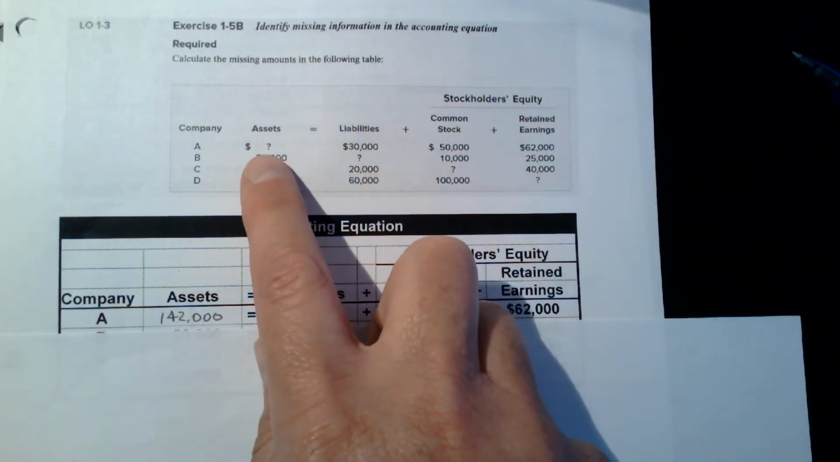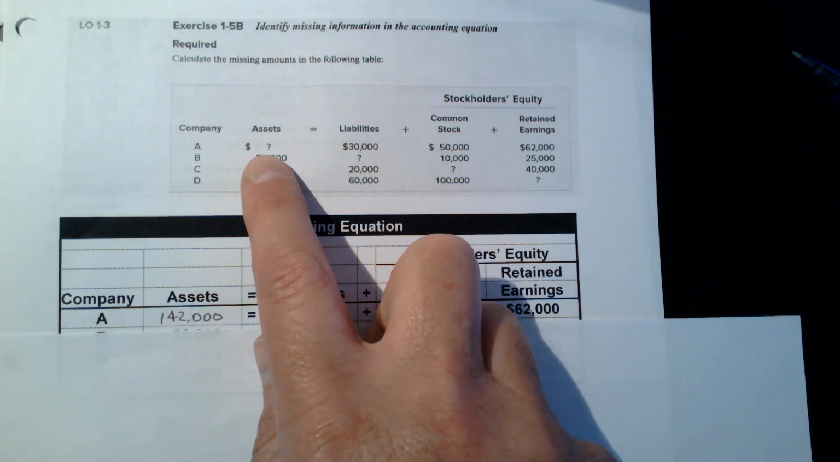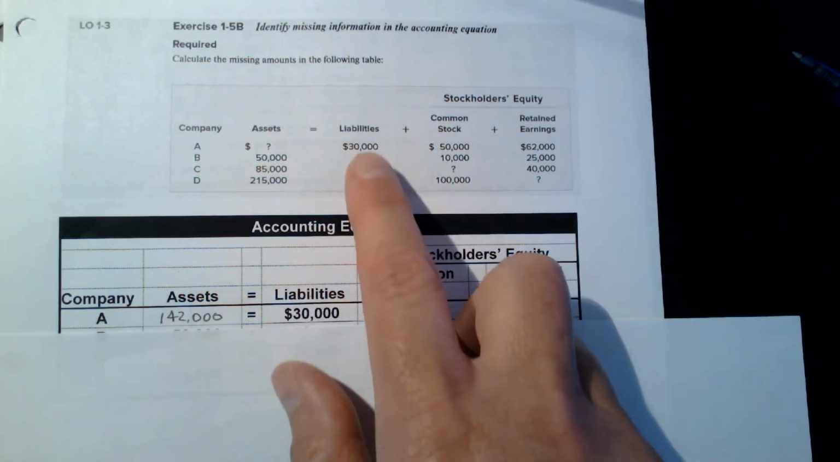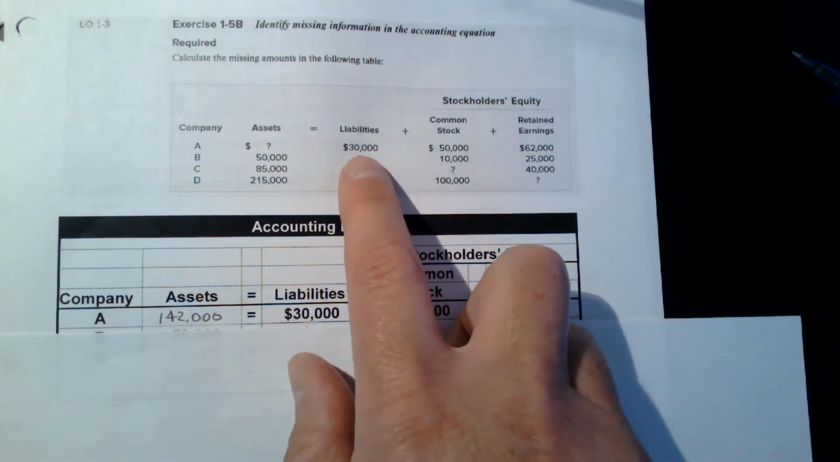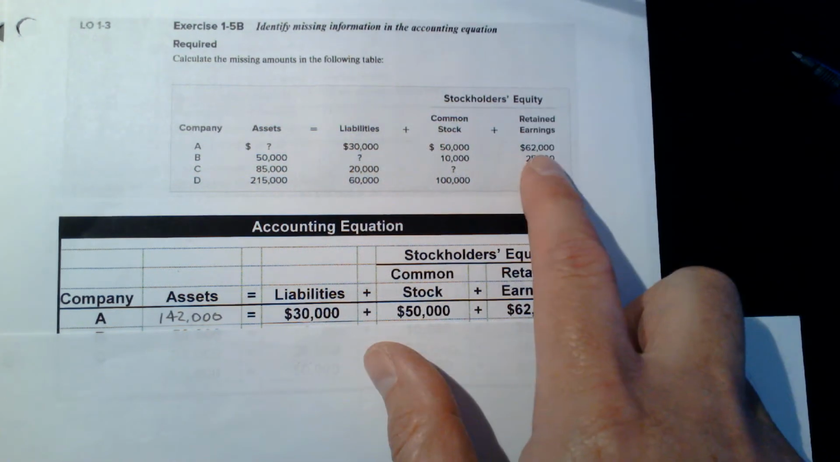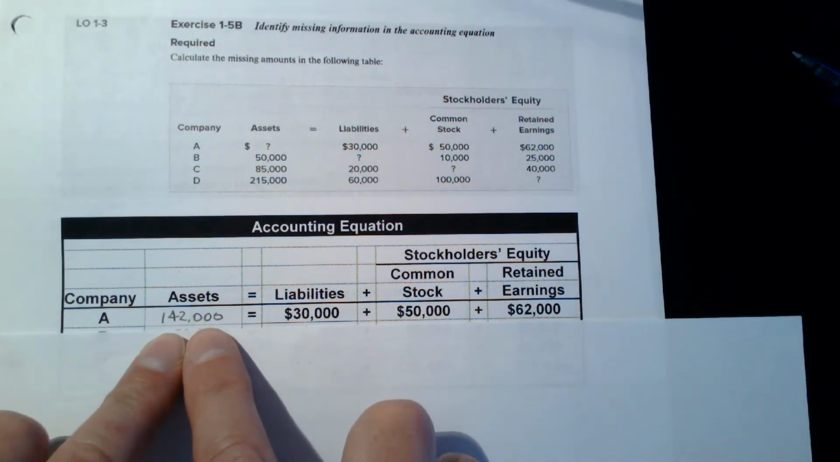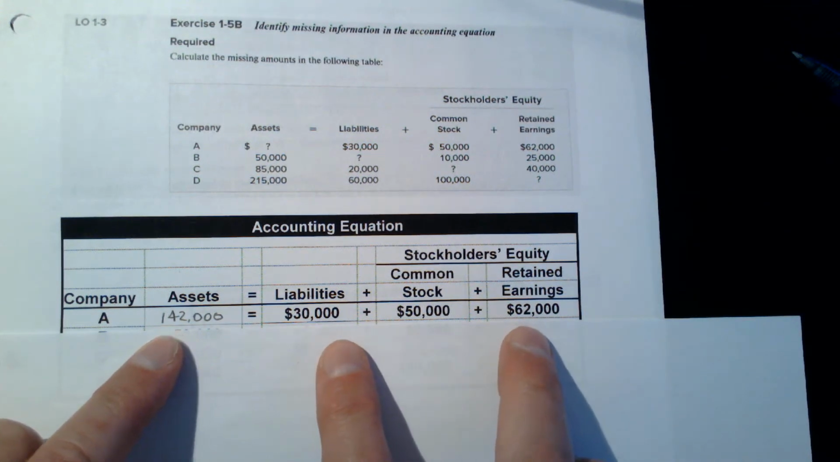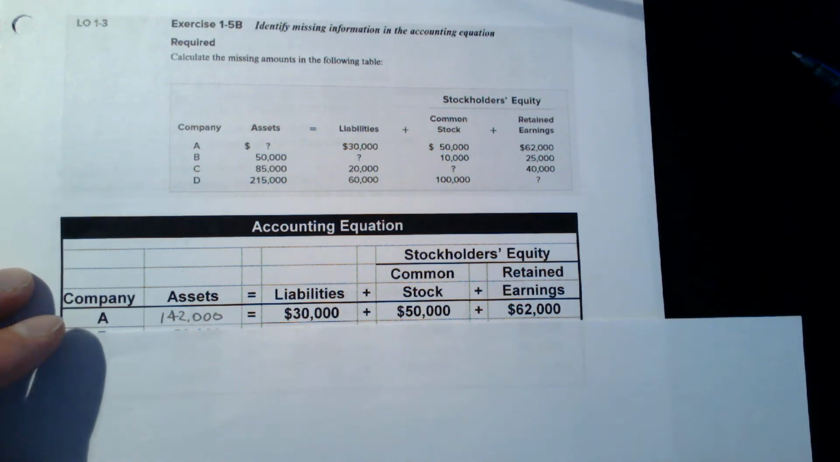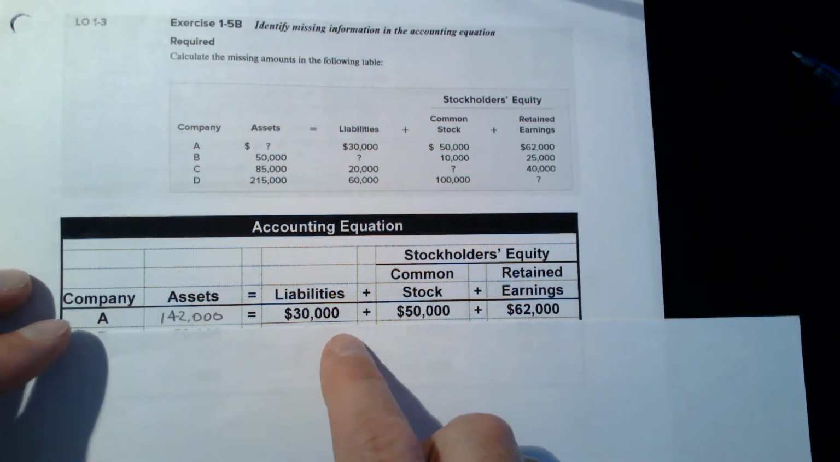So in the first one here, the question is, what are the assets? We don't have that number. So we know that this number is going to equal 30,000 plus 50 plus 62. In that case, 142,000 would cause this equation to be balanced. The next one, that's pretty easy. Next one's a little bit trickier.